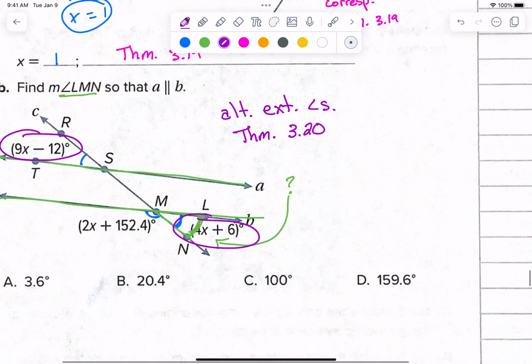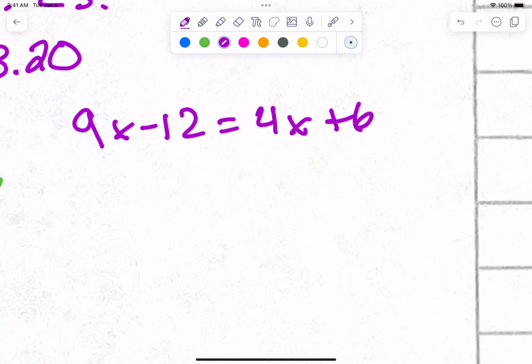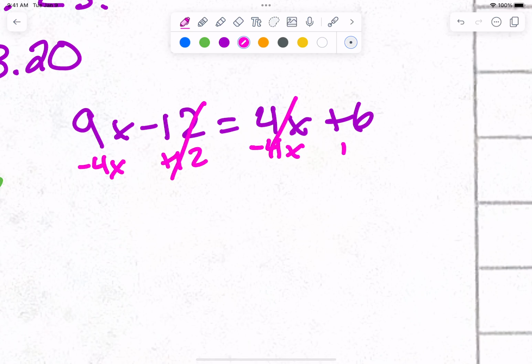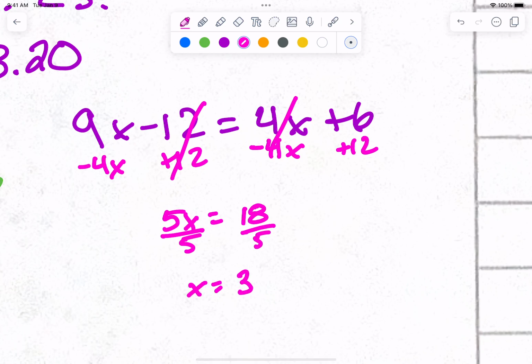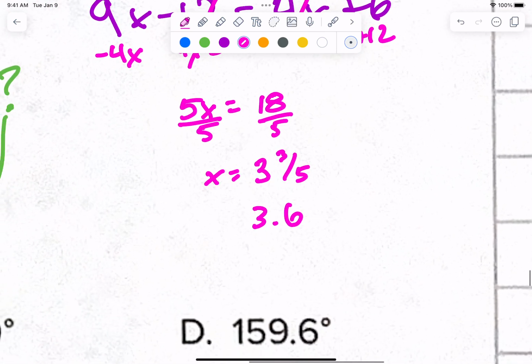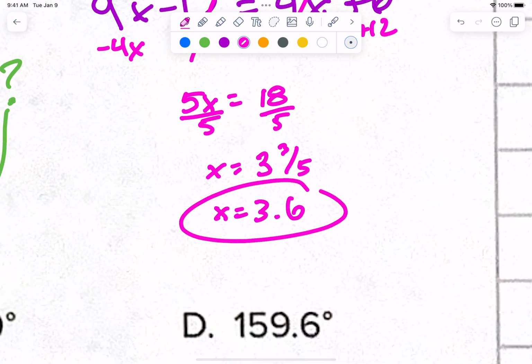All right, let's solve. Set them equal. 9x minus 12 equals 4x plus 6. Okay. I'm going to subtract 4x. And I'm going to add the 12. So 5x equals 18. And if I divide by 5, that is 3 3/5 or 3.6. You betcha.